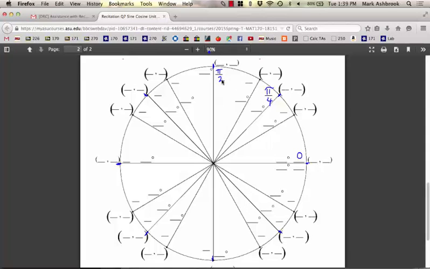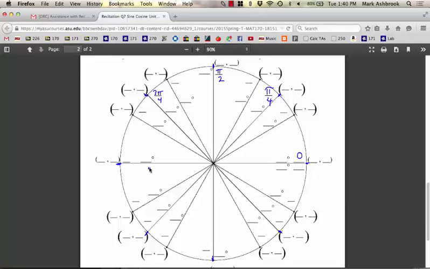So 1, 2, 3. Again, this is not about copying down what I'm writing. It's about developing a system so you can generate it without having to memorize every single number on there. Okay? So 1, 2, 3, 4.